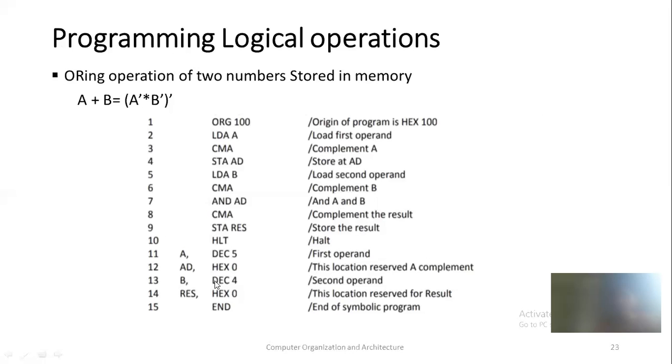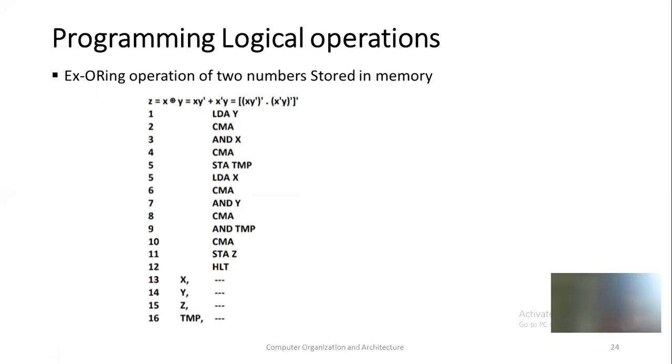A or B and is A and B and is A dash and B dash is equal to A or B. Okay, so this way you can do the ORing operation. Next, let me show how you can do XORing by using just simple ANDing and complement instructions.